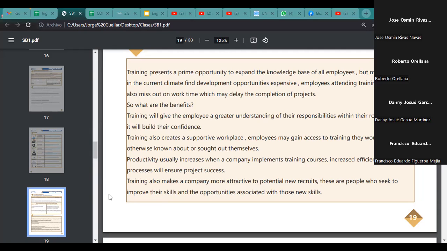Okay, teacher. Training presents a prime opportunity to expand the knowledge base on all employees, but many employers in the current climate find developed opportunity expensive. Employees attending training session also miss out on work time, which may delay the completion of projects. Very good. Very, very fast. That was amazing. Good.